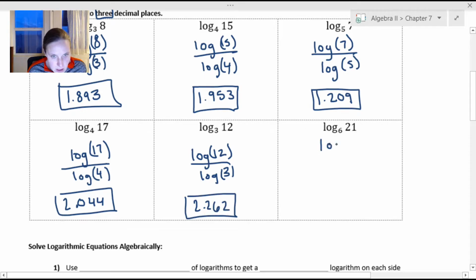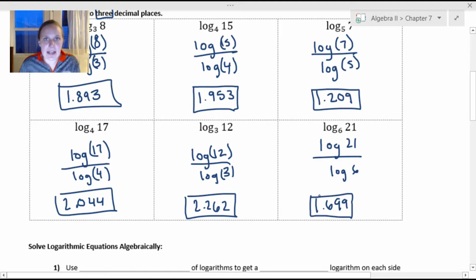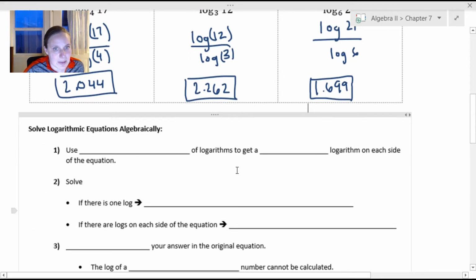And last, log 21 divided by log 6, that's going to be 1.699. So we use the change of base formula when we can't write it in exponential form and get the same bases. This lets us find the answer. We can evaluate logs no matter if they work out with exponential form nicely.